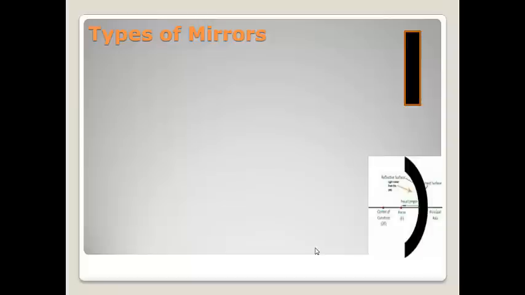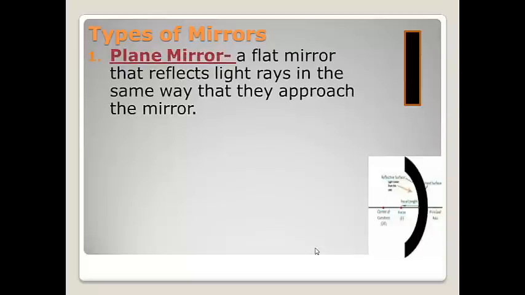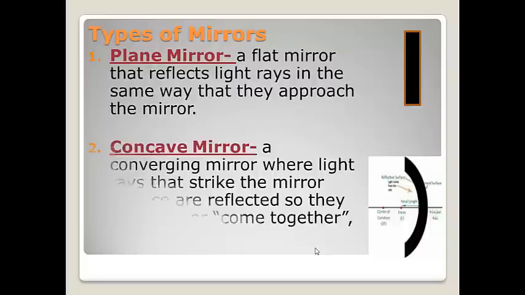There are two different types of mirrors that are capable of reflecting light. The first one is a plane mirror, and a plane mirror is basically just a flat mirror that reflects light rays in the same way that they approach the mirror. So every single angle measured is going to be the exact same.